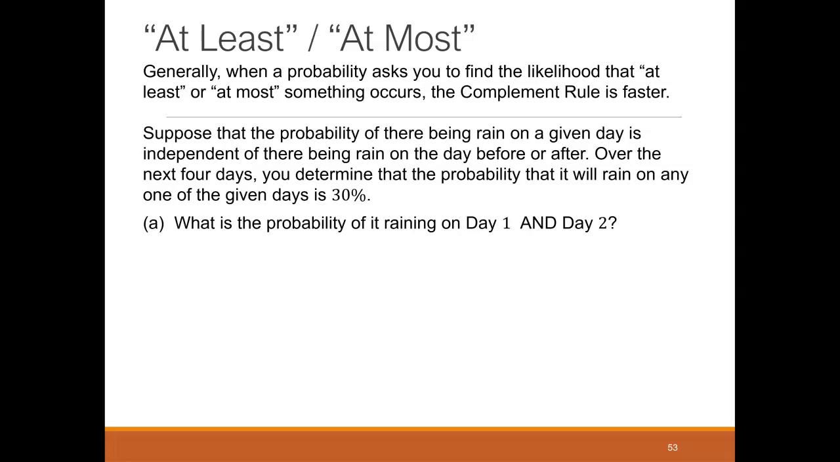less than 5, where it'd be P of 4, P of 3, P of 2, P of 1, P of 0, right? So that's the question you want to be asking yourself on an at least question: will it be faster to do it directly, or would it be faster to do it with a complement? Does that make sense? Usually you can do it either way. The goal is to hopefully not have to calculate 56 probabilities instead of 4.